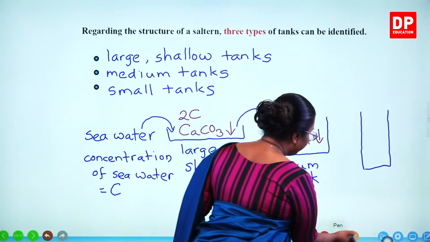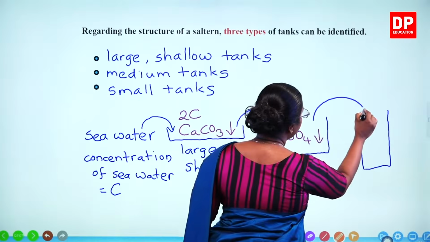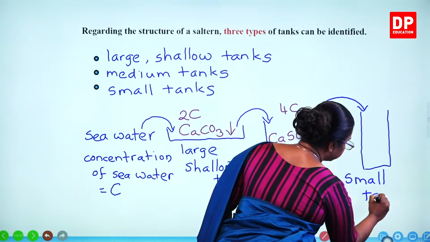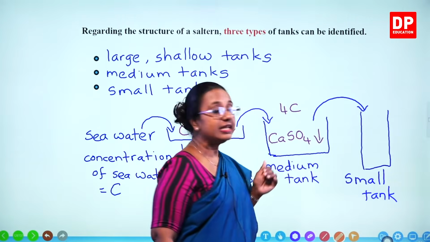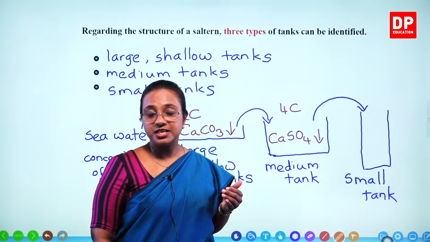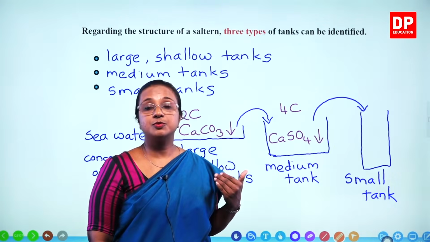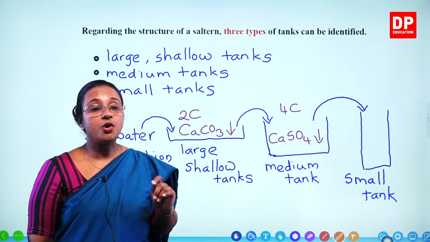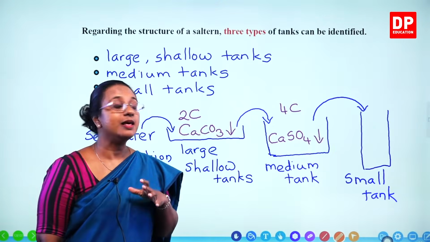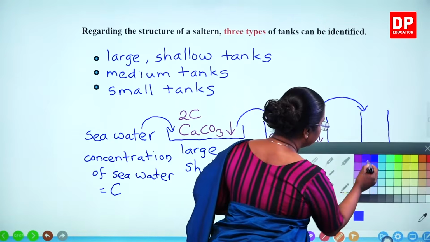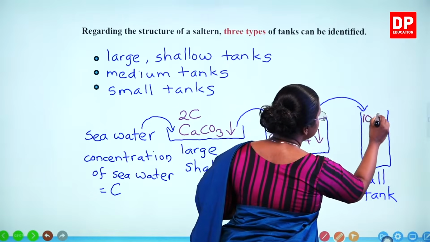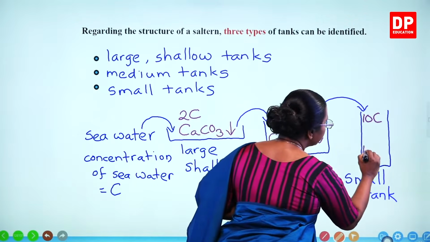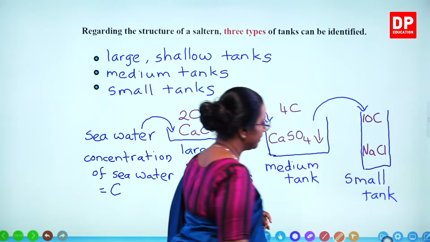Then what we do is we pass the seawater into the small tank. And here the concentration of seawater becomes 10 times more than the initial concentration. Then only salt, that is sodium chloride, will precipitate. So here it becomes 10 times more than the initial concentration, and sodium chloride will precipitate there.